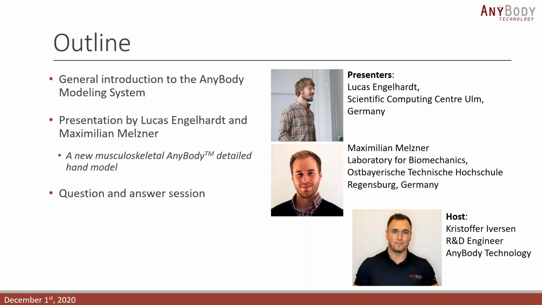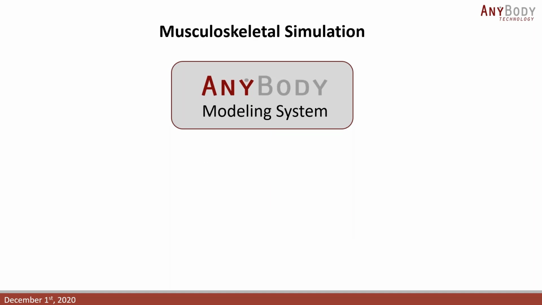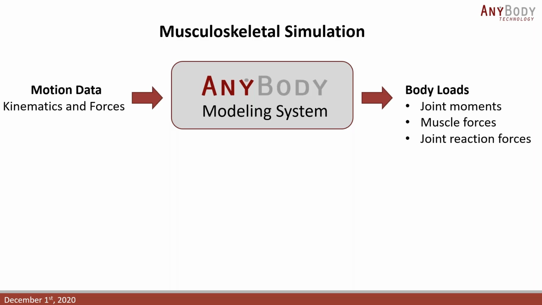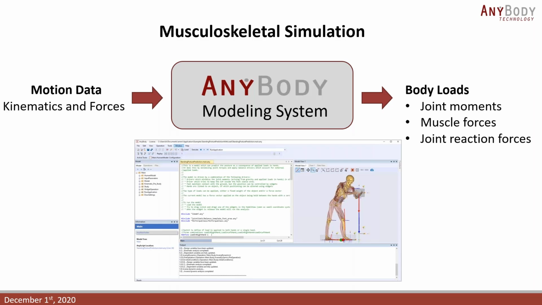But just before we start, I will give you a general introduction and overview of the AnyBody modeling system for those of you who are unfamiliar with the software or musculoskeletal modeling in general. So what is the AnyBody modeling system? The AnyBody modeling system is a software that allows you to do musculoskeletal modeling and simulations. As input, it takes motion data as kinematics and forces, and it calculates the internal body loads as joint moments and joint reaction forces and muscle forces. And here in the bottom of the screen, you can see a screenshot from the AnyBody modeling software, which can give you an idea of how the system actually looks.